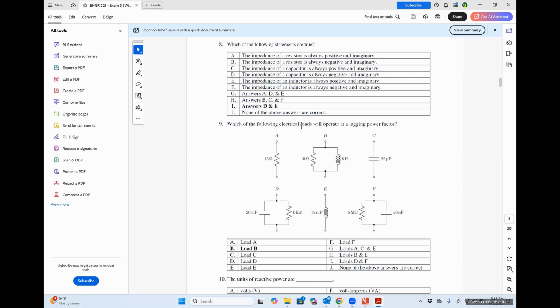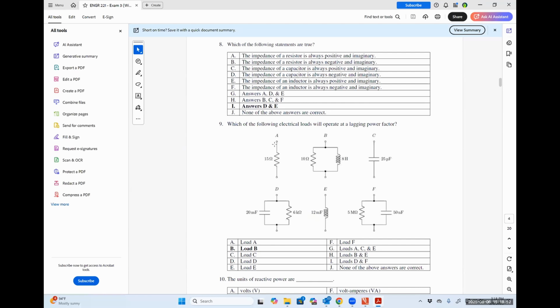So Gustavo says in the chat that it's operating at a lagging power factor because the power factor is going to be between 0 and 1. But that's not correct because the power factor is going to be between 0 and 1 whenever we have a leading power factor as well. So it's because our resistance is positive and our inductance, or our reactance, is also positive. So Molly is correct because it has an inductor and a resistor, right?